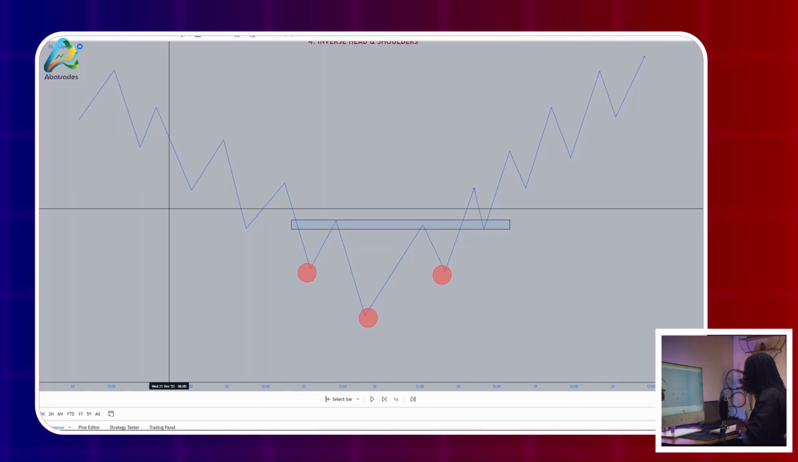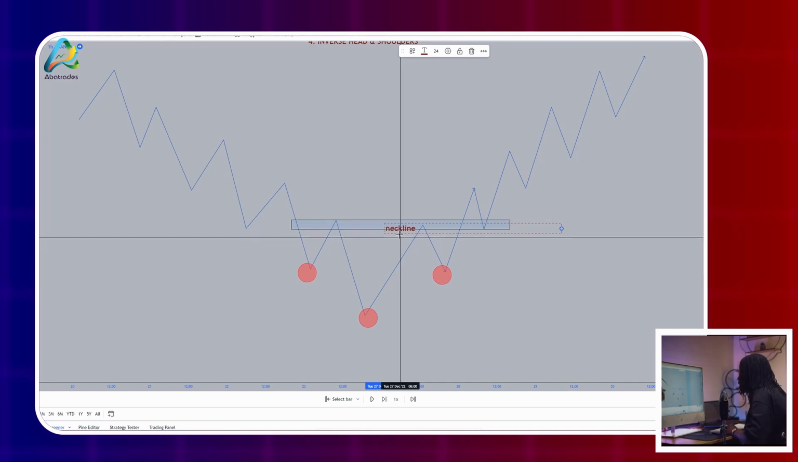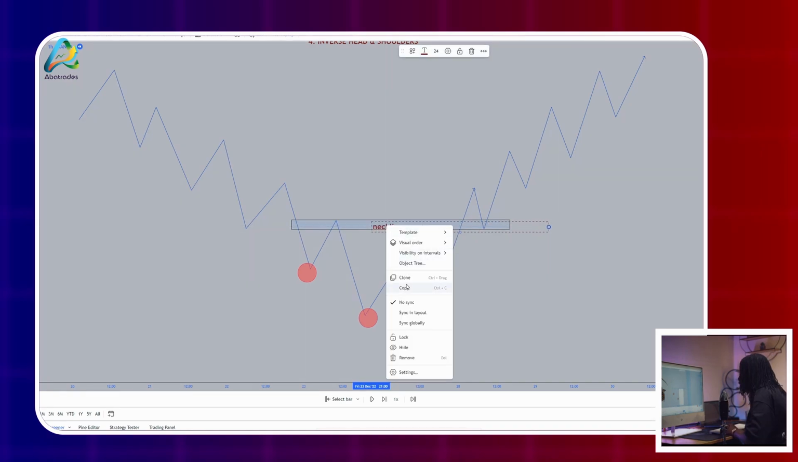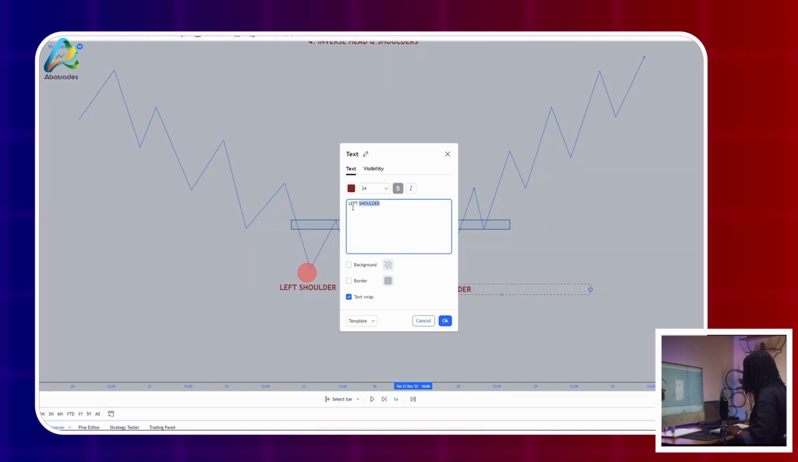So this is how the inverse head and shoulder looks. We have the neckline here, which is also our support level. We have the left shoulder here. We have the right shoulder here. This becomes our right shoulder.